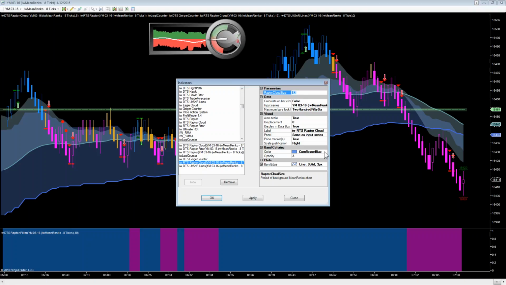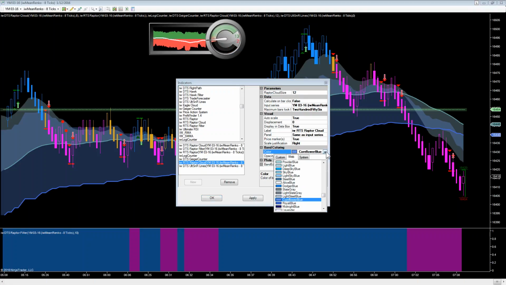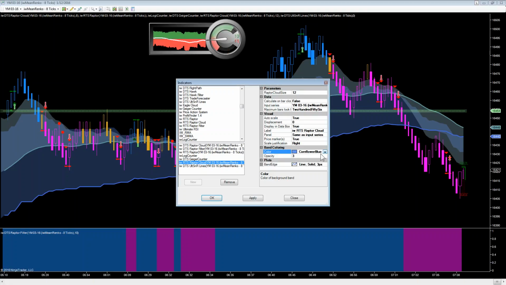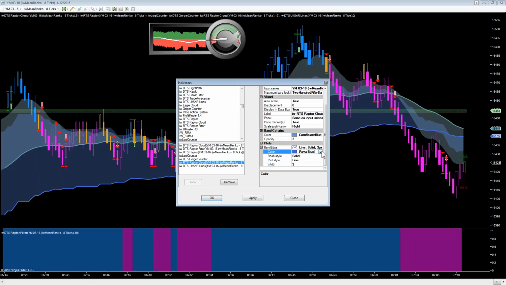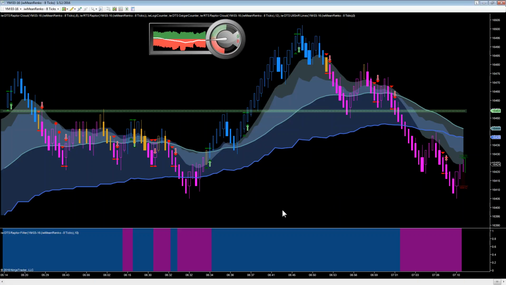Now here's the tricky part. You need to change your colors. Otherwise, both your bands are going to look the same. So on your colors, just pick whatever color you like. Your band edge, you're also going to have to do the same. You're going to have to change the color so that you can differentiate between the two. And then just click apply and you're done. And you will have a multiple cloud.